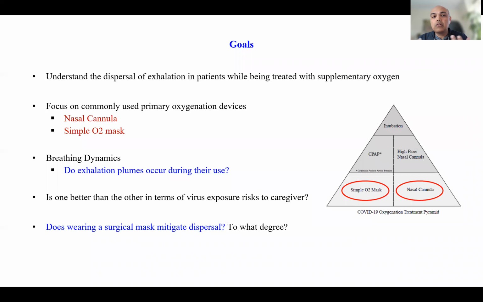Here, our goal is to understand the primary oxygenation devices, which are the nasal cannula or simple O2 mask. They are typically used when the patient first arrives or is seen, to give them oxygen, which makes them easier to breathe. And the question is, by using imaging techniques, can we visualize the flow and the direction of the oxygen and the exhalation, which directions they go, and which places to avoid if you're the healthcare worker, if the patient is not wearing a mask, or if they are wearing a mask to help mitigate the spread of the exhalation.